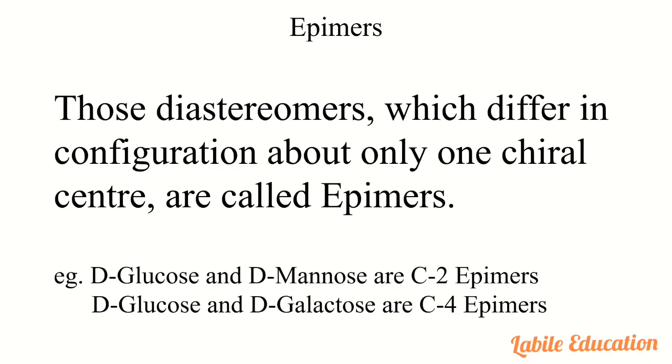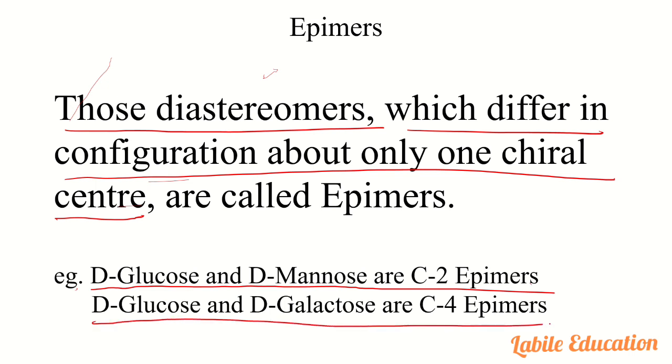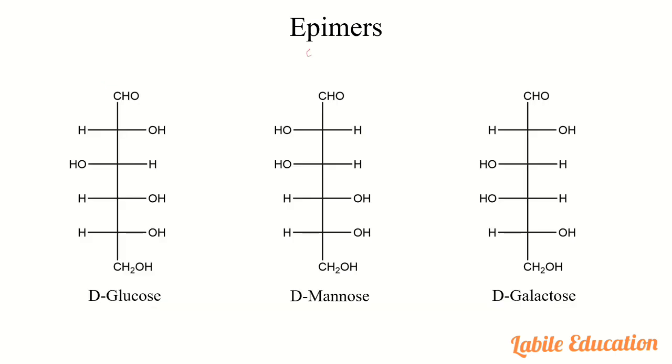Hello friends. So today we are going to discuss epimers. Epimers are those diastereomers which differ in configuration about only one chiral center. Examples are D-glucose and D-mannose, which are C2 epimers. D-glucose and D-galactose are C4 epimers. So let's see what these are.